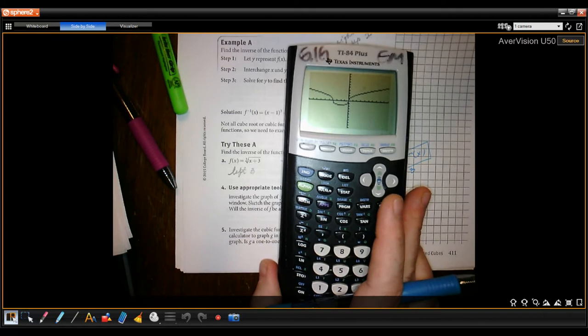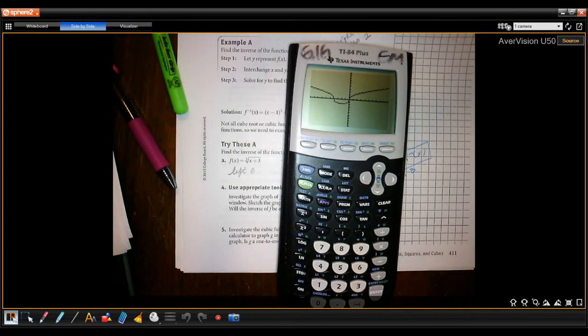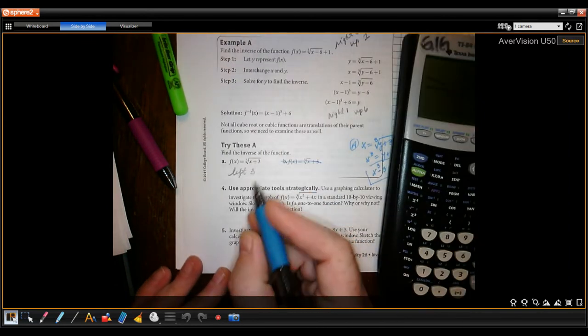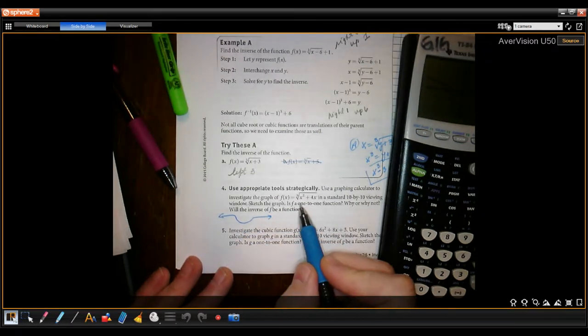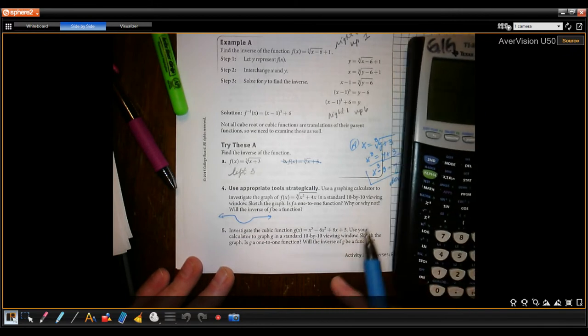Okay, here is what I got. So it looks like that. So my picture is something like, I don't know, because that x squared puts a little extra loop in there. Sketch the graph. Is f 1-to-1? Why or why not? Will the inverse be a function?